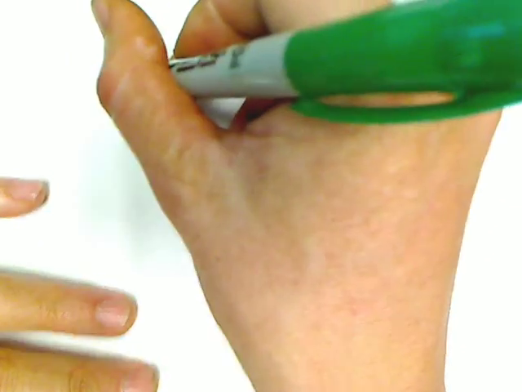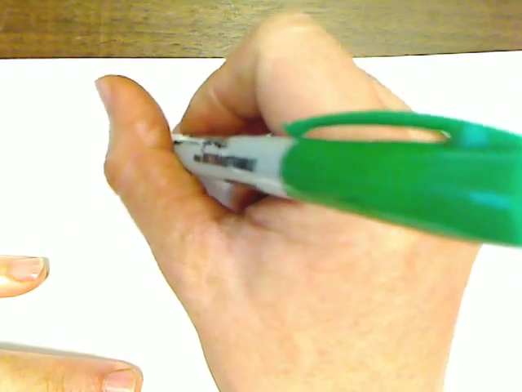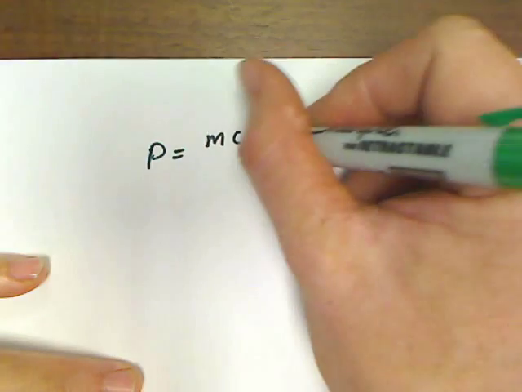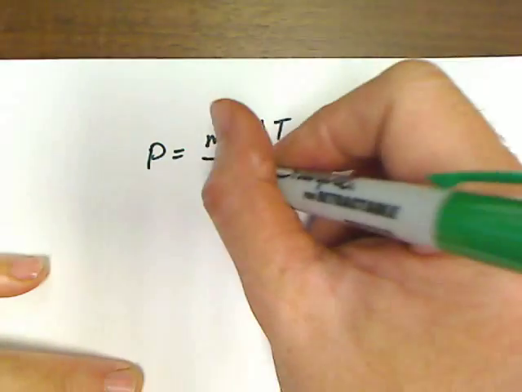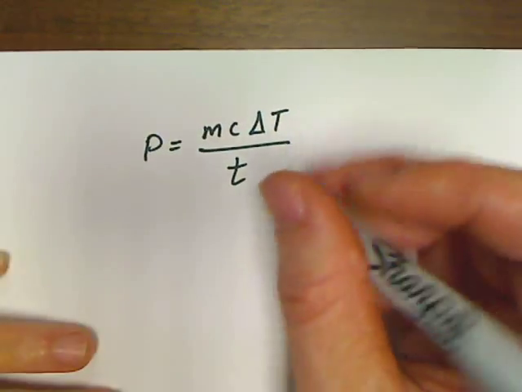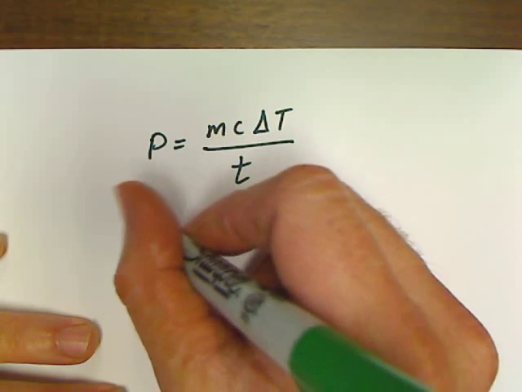So there's my equation for this one. Power is equal to MC delta T over time. And it gave me a power of 800 watts. Oh, this is going to be easy.